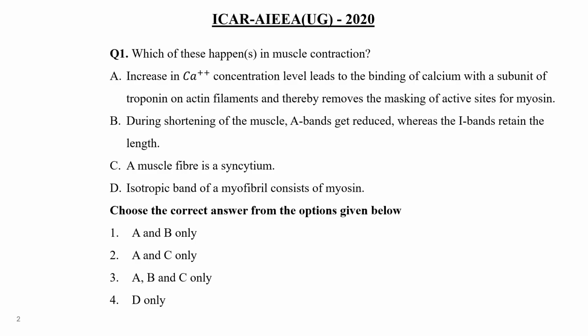So we have to choose the correct answer from the options below, in which in various choices they have given one option or more than one option. So we have to analyze the correct statements and then we will give the answer. To solve this question, you just take 5 to 10 seconds. After that, we will discuss the correct answer.